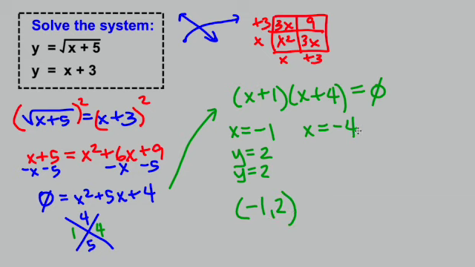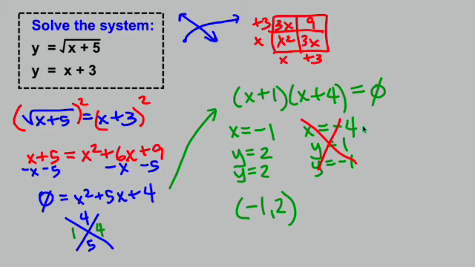Now let's try negative 4. If we try negative 4 here, negative 4 plus 5 is 1. The square root of 1 is 1. If I try negative 4 in the other one, negative 4 plus 3 is negative 1. Because we don't get the same y value, this answer over here is what we call an extraneous solution. It looks like a solution, but it turns out not to be one.